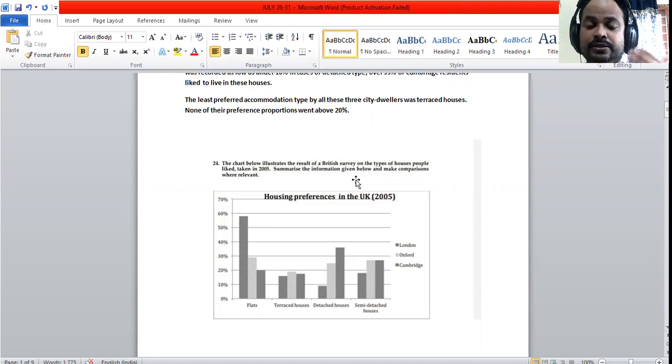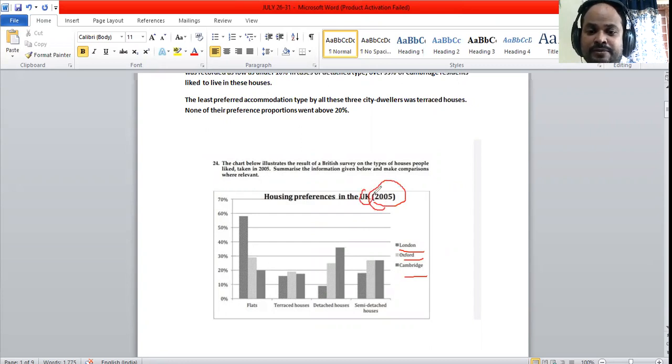When we look closer, you can see that there are three regions: London, Oxford, and Cambridge. And the year is 2005. In the UK, the preferences are for flats, terraced houses, detached houses, and semi-detached houses, and this is the percentage here. In London, around 60 percent of the people preferred flats in 2005.